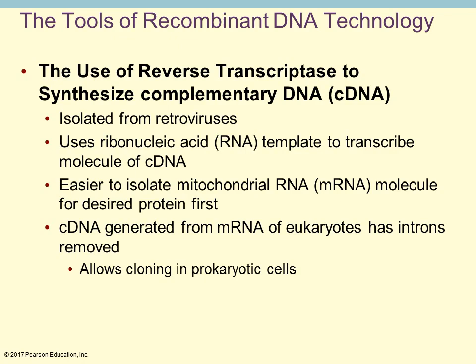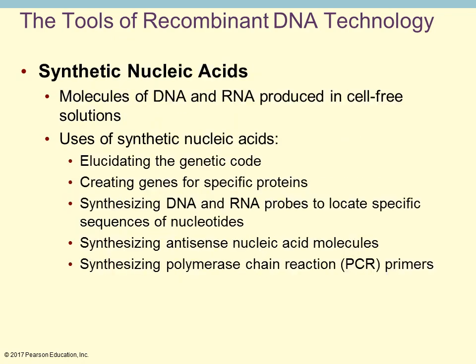Reverse transcriptase is the enzyme that is used. Where does it come from? It actually comes from a group of viruses called retroviruses that use RNA as a template to make the DNA. And that's how you're going to make the cDNA. And then that has the introns removed, so it's a short little piece of the DNA. Now you can put that cDNA into the prokaryotic cells.